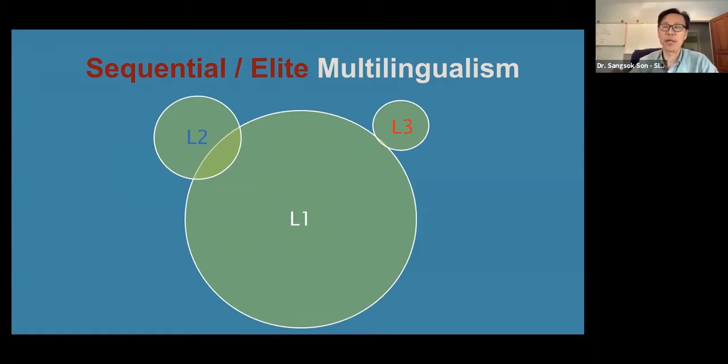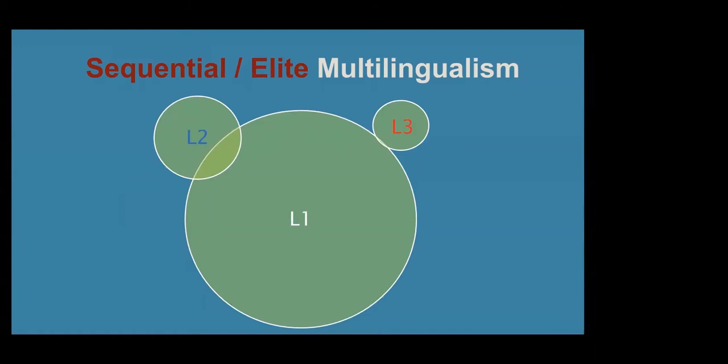And mostly the people who become multilingual like this do so through formal education. That's why this is also called elite multilingualism. You may simply think of this as a Mickey Mouse kind of metaphor, a Mickey Mouse shape. So those people whose home language is English.